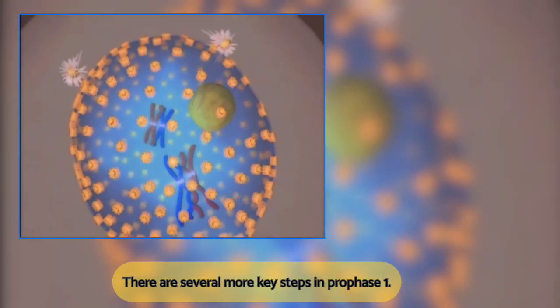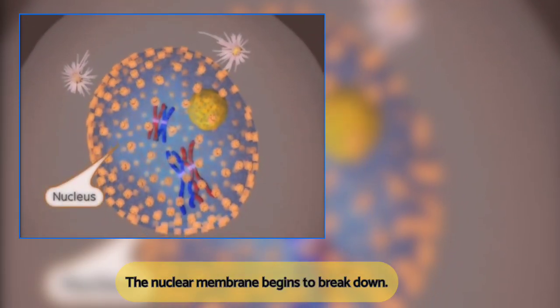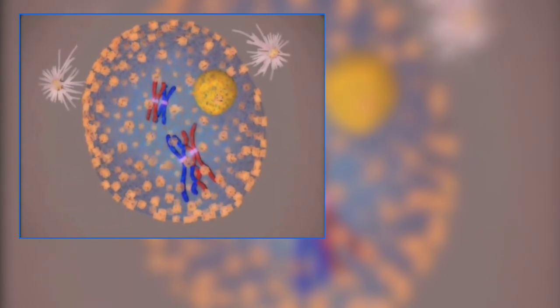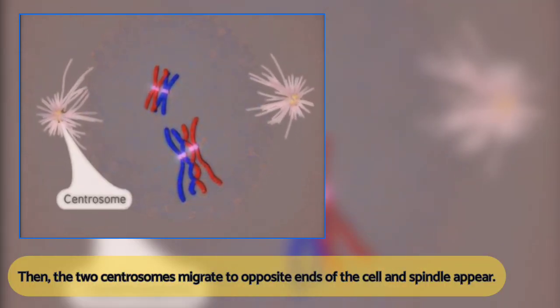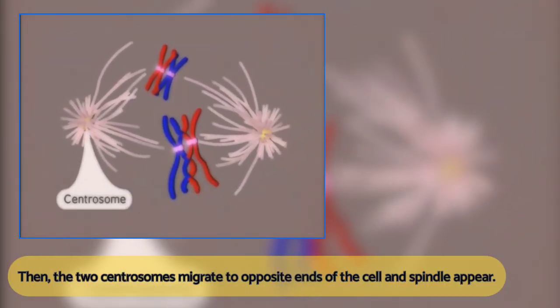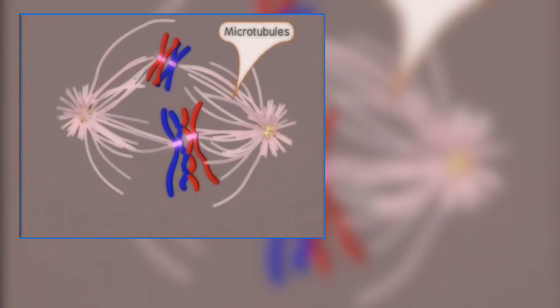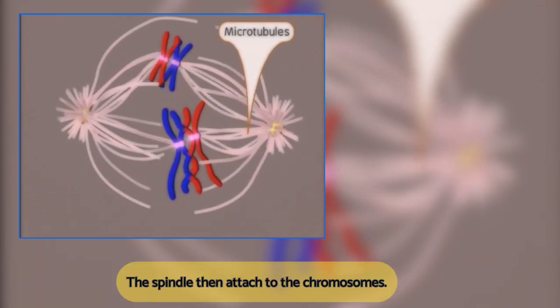There are several more key steps in prophase 1. The nuclear membrane begins to break down. Then the two centrosomes migrate to opposite ends of the cell and a spindle appears. The spindle then attaches to the chromosomes.